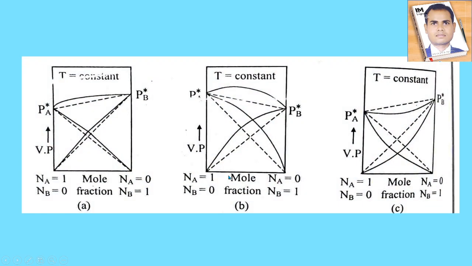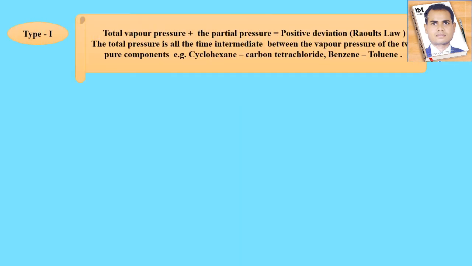In this way you will see the diagram here for the first type, second type and third type. At a constant temperature you will see the diagrams given for the different components. The vapor pressure shows a different manner. First of all we have to see the first type. The total vapor pressure and the partial pressures show positive deviations, and they obey Raoult's law. The total vapor pressure is all the time intermediate between the vapor pressures of the two pure components.